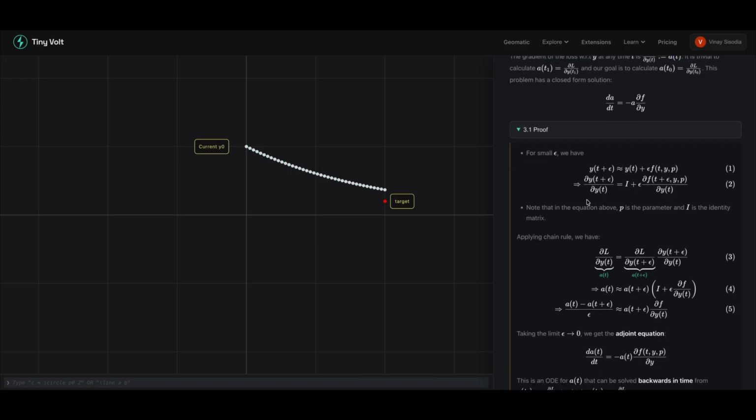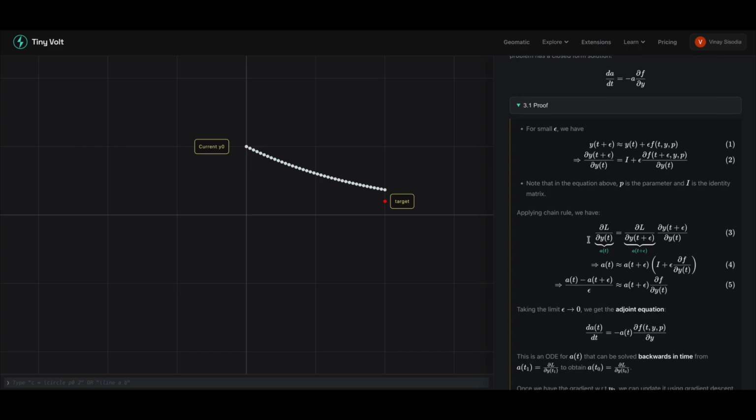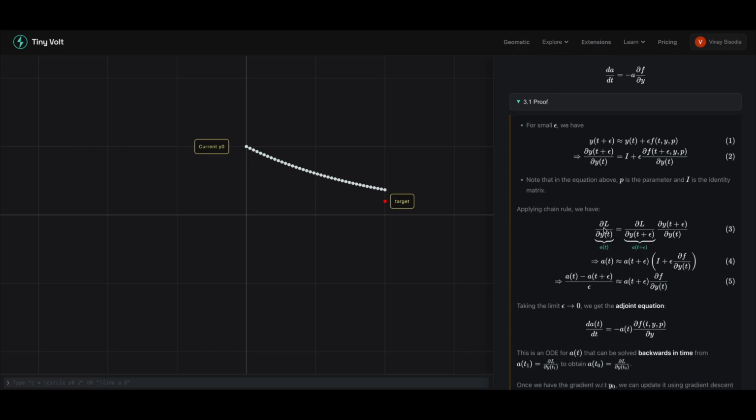And what I'm doing here is I'm taking a very small step in time, t plus epsilon, which is basically what's happening here visually. And if I do so, then I can get this expression which gives me the gradient with respect to time step t given the gradient with respect to time step t plus epsilon.